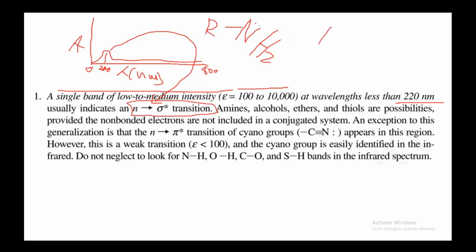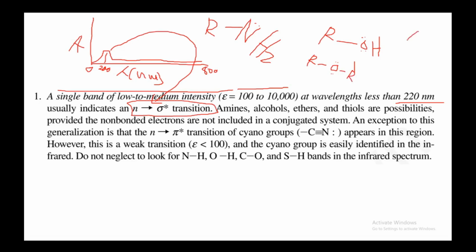Alcohols, like amines, also contain free lone pairs of electrons on oxygen. They also can give rise to n to sigma star transition. Ethers, similar to alcohols, also contain unpaired electrons on top of oxygen, and they are capable of showing the n to sigma star transition.